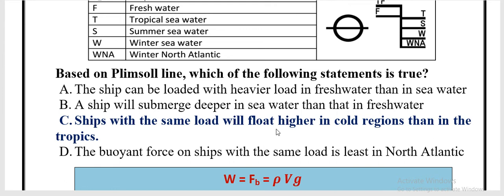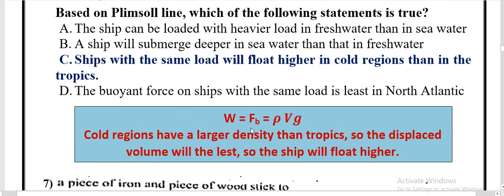So let's see these answers. A ship with the same load will float higher in cold regions than in tropics. In cold regions, weight equals buoyant force. Cold regions have a larger density than tropics, which are the hot waters. So the displaced volume of cold regions, as its density is larger, will be less. So the ship will float higher to displace less volume. So this is the right answer.